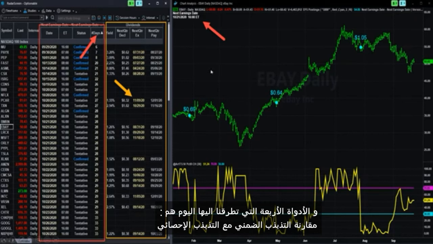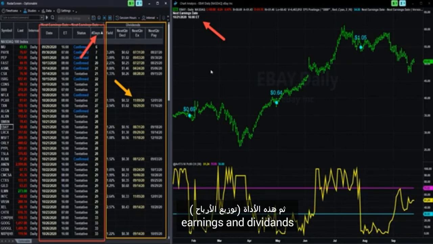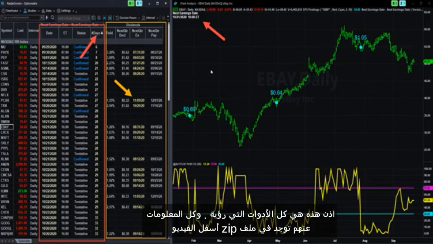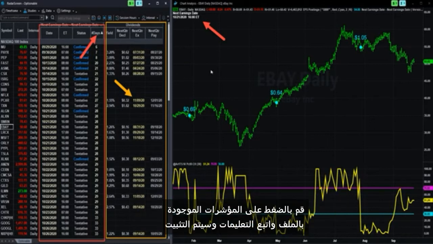So those are the four workspaces: the implied volatility versus the statistical volatility, the volatility analysis on VIX, the volatility analysis on an individual stock, and then this workspace, which has the next earnings and the dividends for you. They all come with custom tools that are in that ELD file. So if you're new to TradeStation, you have to install the indicators first. You just double click on that ELD file, it'll start a wizard, and you just click next and finish, and then you can open the workspaces.